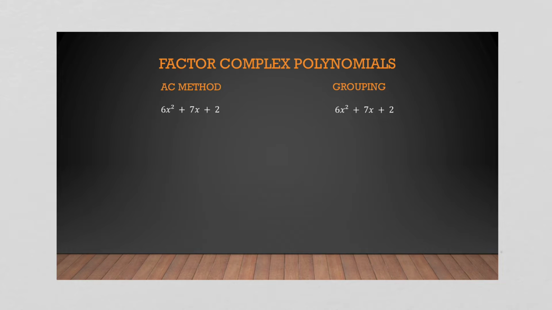So we have two methods. One's called the AC method, one is called grouping. Now, both methods actually have the same first step. For the AC method, the first step is to multiply your A term and your C term, hence AC method, and rewrite your quadratic as x squared plus 7x plus 12. Now you'll notice what that does is that gives us a quadratic with no leading term. We then factor that as is. So this is the step that is the same.